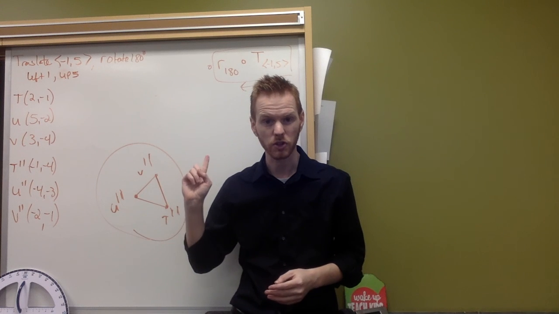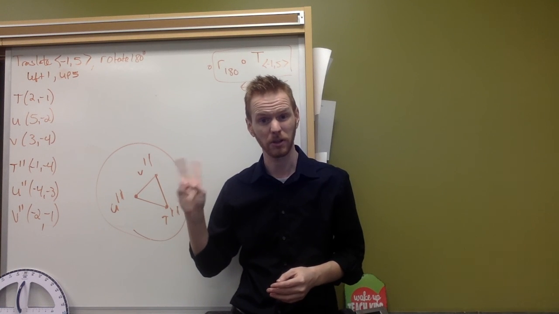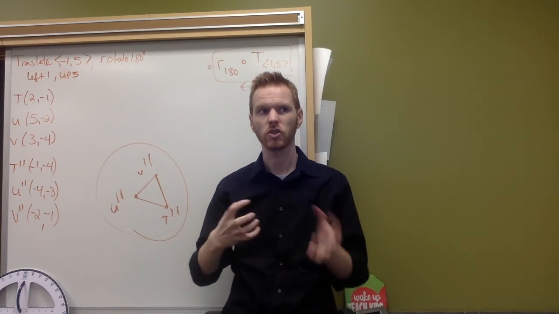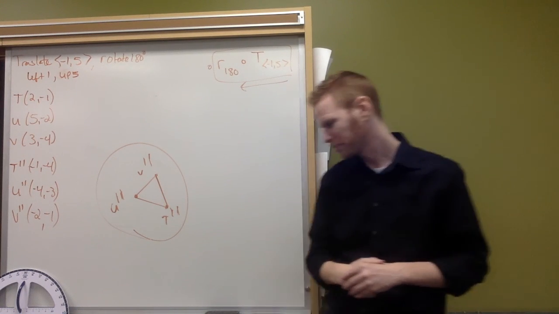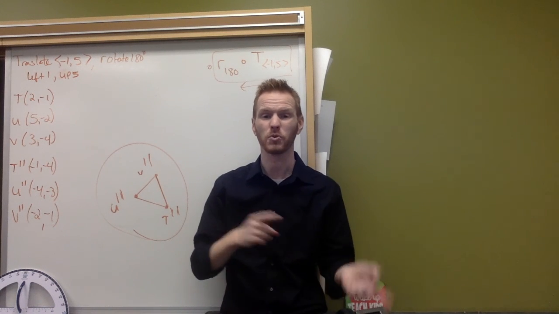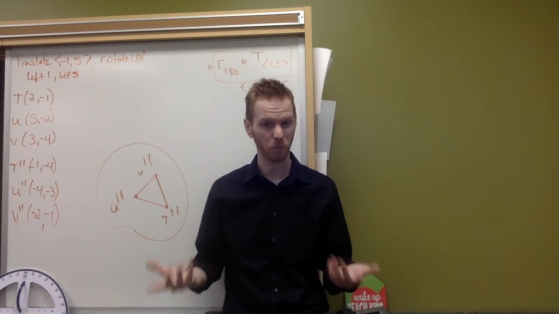Okay. Can we do more than just two? Yes. Can we do 3, 4? Absolutely. The picture could be a little convoluted, which is why you want to label, okay, properly. That way you know which image you're working with.